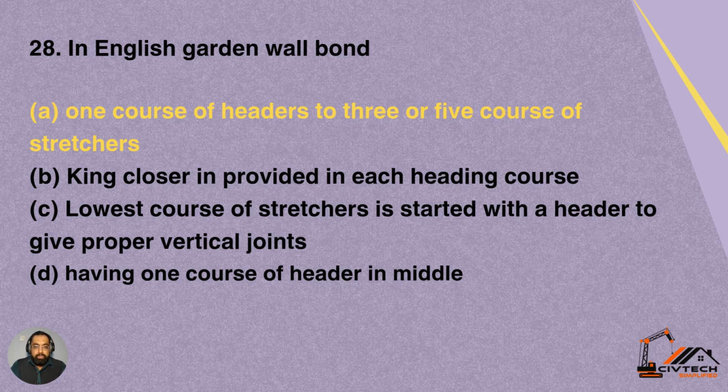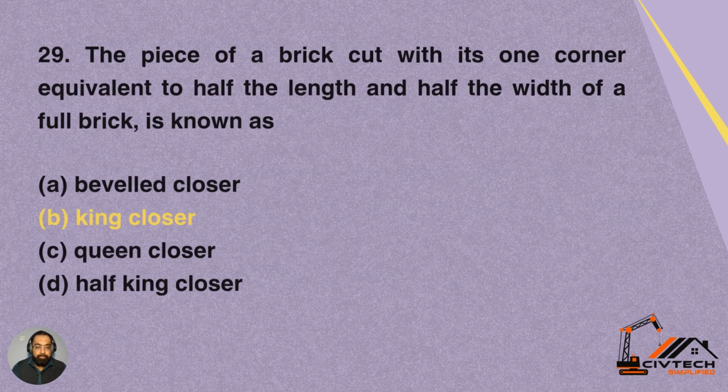Then we have question 28. In English garden wall bond, A. One course of headers to 3 or 5 courses of stretcher. Yes, we already discussed in previous questions. B. King closure is provided in each heading course. C. Lowest course of stretcher is started with a header to give proper vertical joints. D. Having one course of header in middle. So all options are wrong except option A, which is one course of header to 3 or 5 courses of stretchers. So option A is correct for this question.